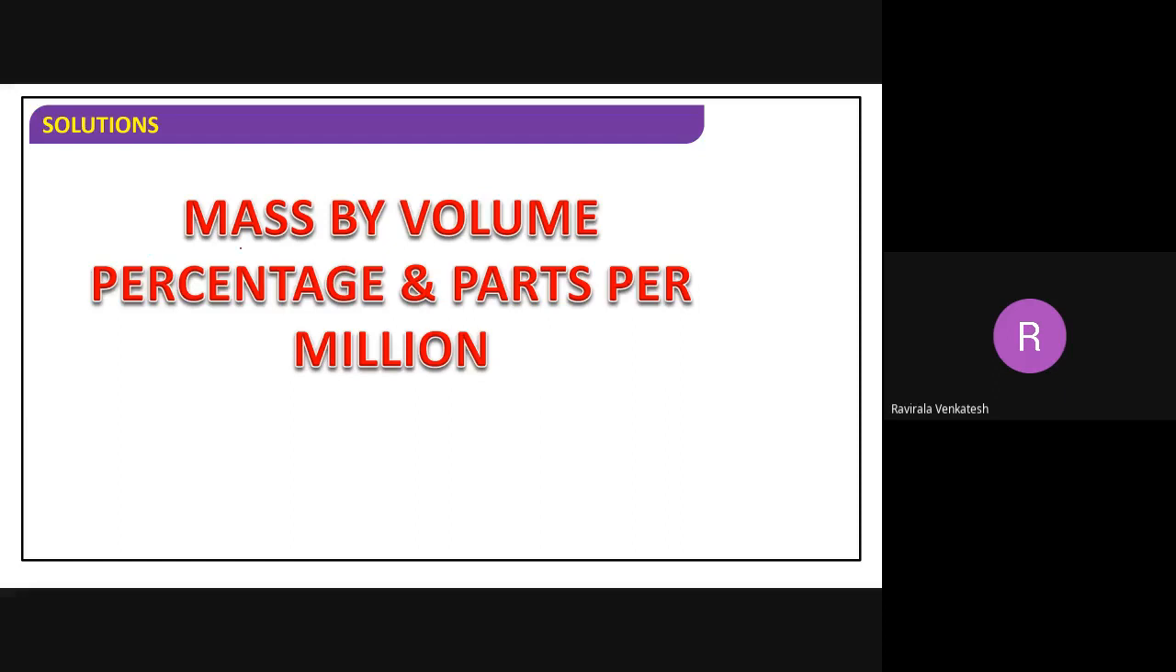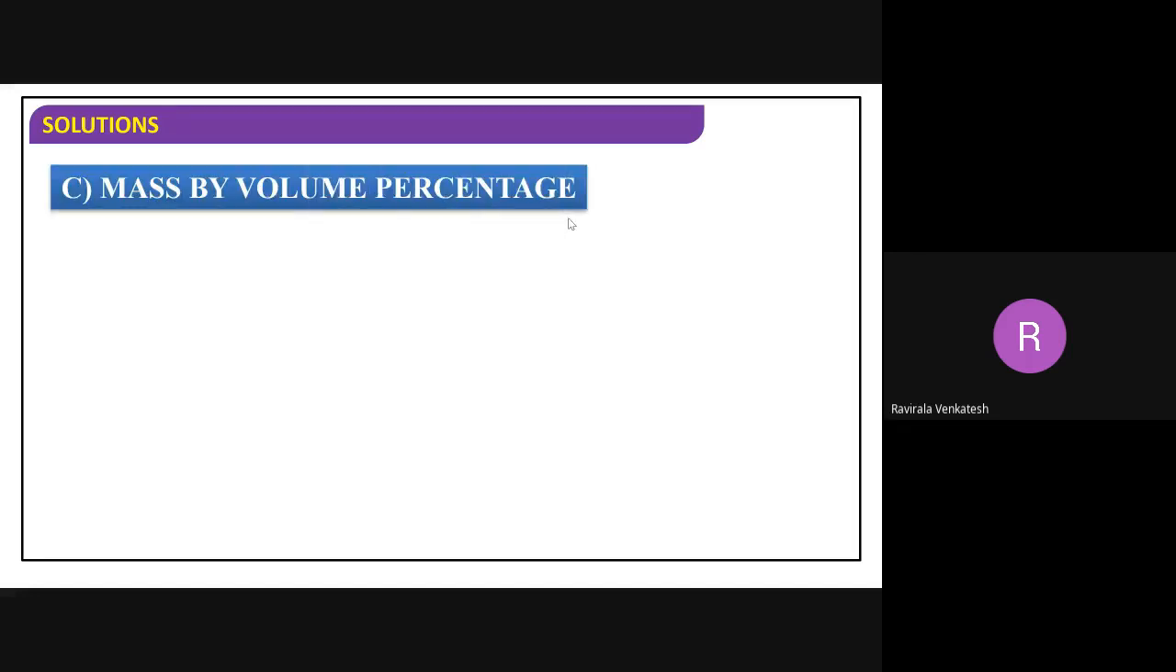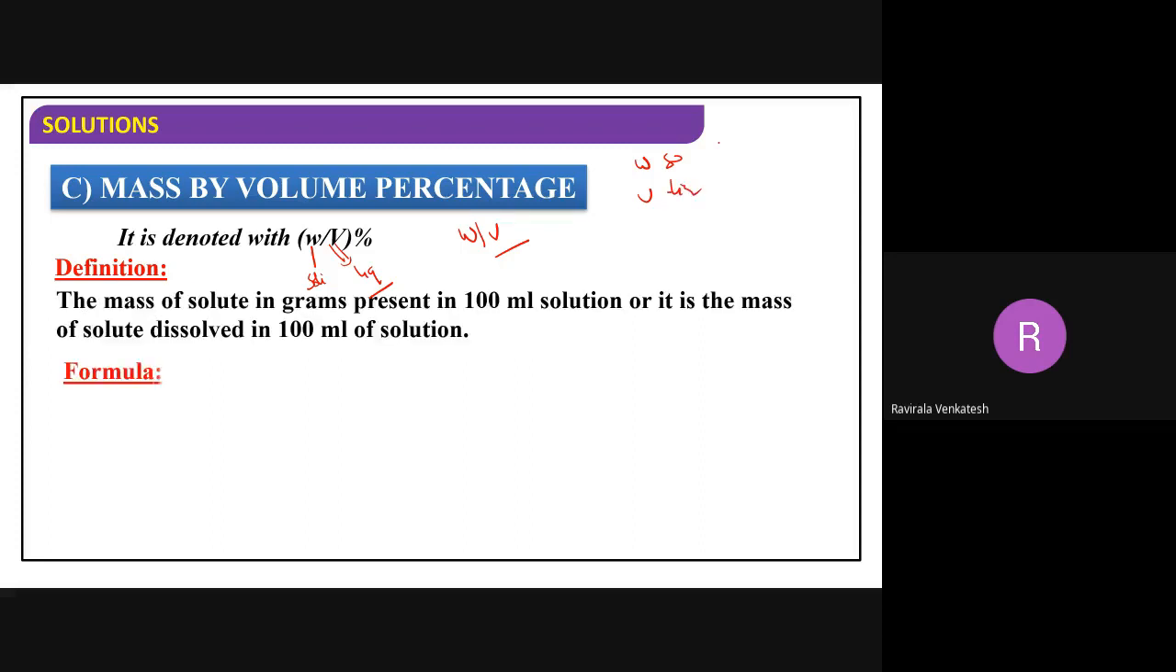Now very important, mass by volume. Mostly we'll take mass by volume data. One is solute, the other is solvent: the solute is in solid state, the solvent is in liquid state. In that case we'll take mass by volume. Now in which case we'll take it, beta? If solute is in solid state and solvent is in liquid state, in that case we'll take W by V. W indicates solid, V indicates liquid. Understood? Right. Again, we'll take the formula here.